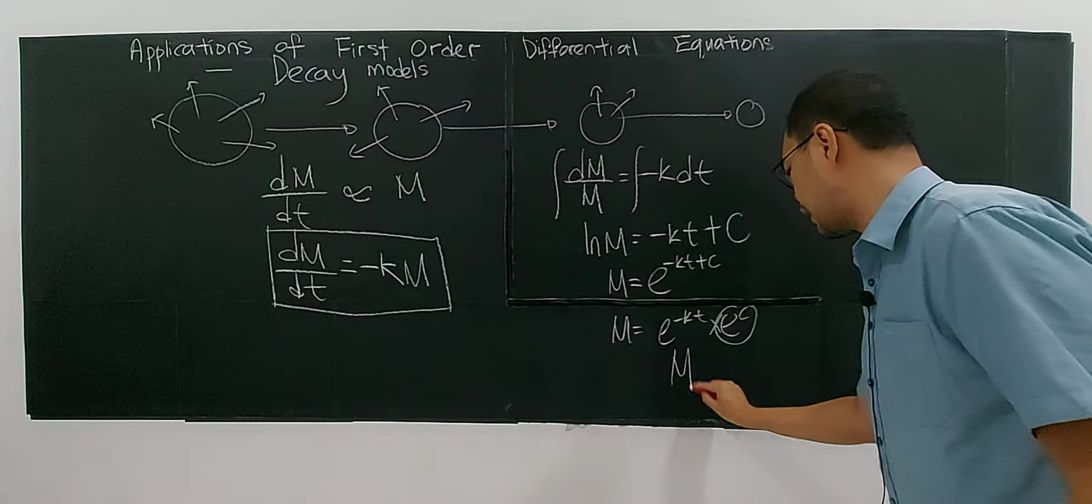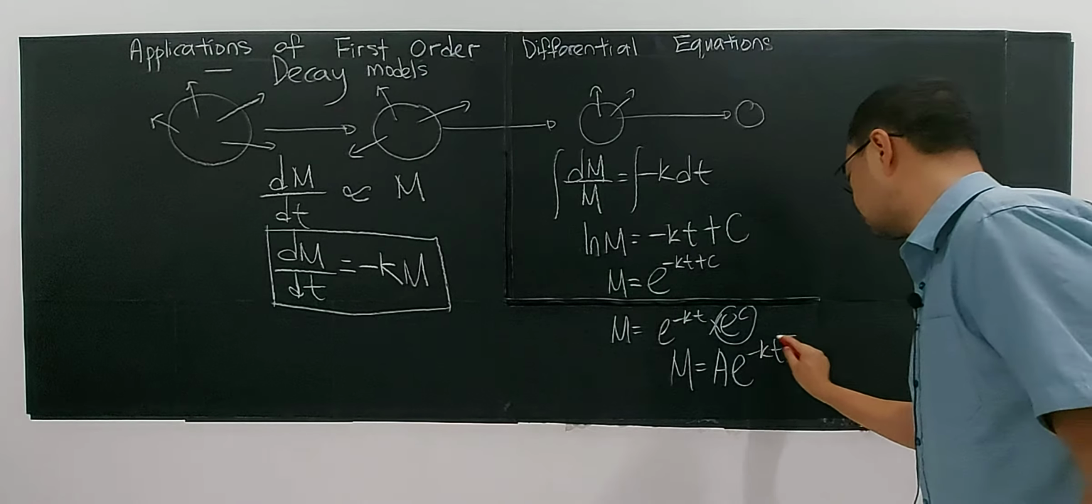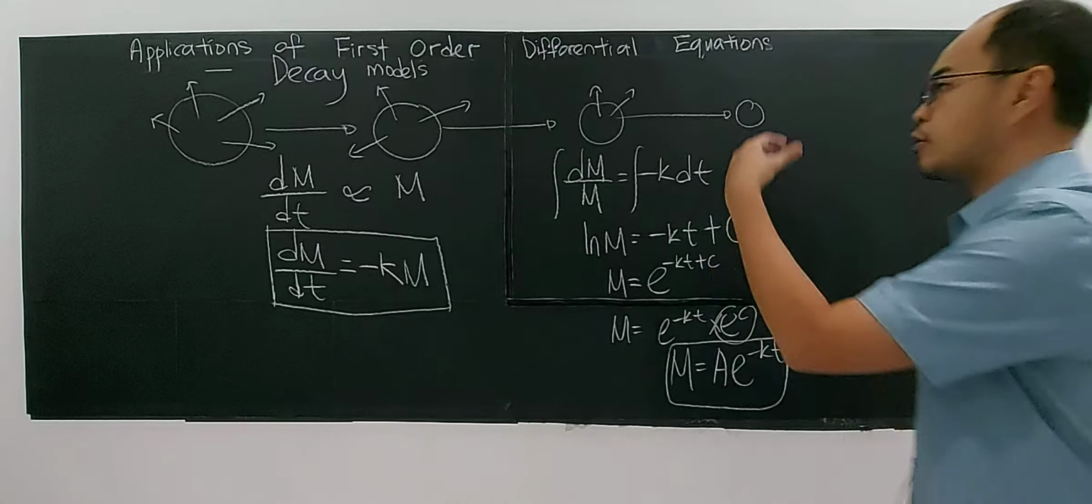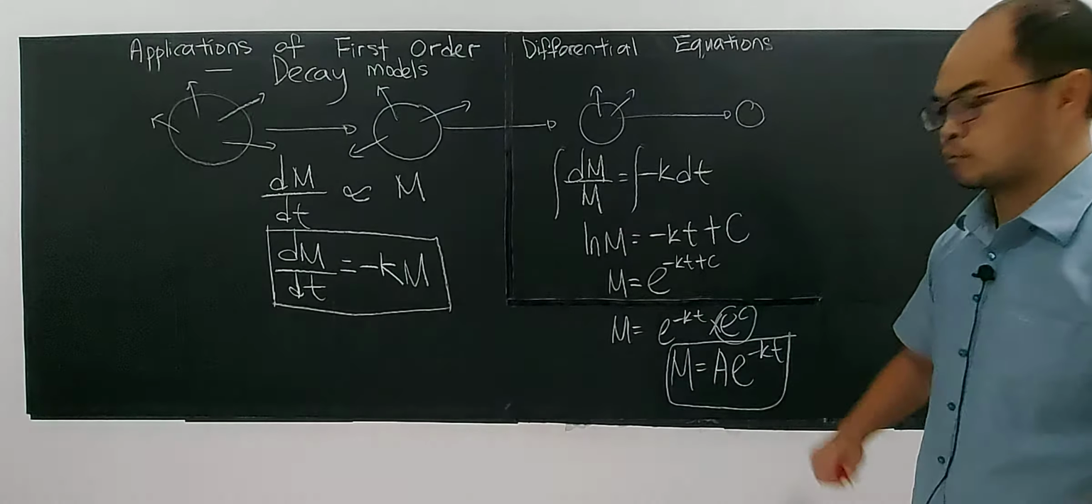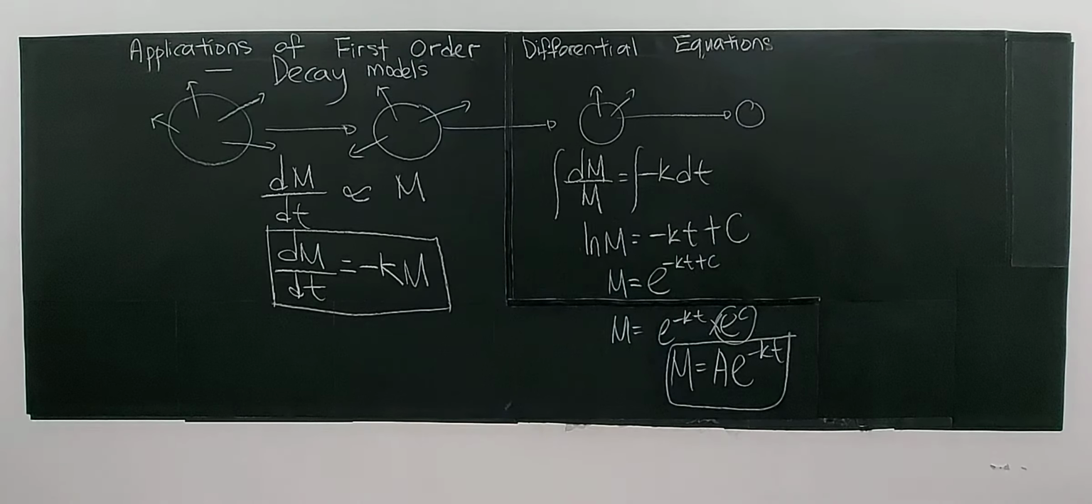We will let this be A. So this is the decay model, the decay model for this problem here. It means that a radioactive substance, or something that is decaying, can be described using this formula. This formula comes from this differential equation by using the concept of separable variables. Okay, this is a simple model.